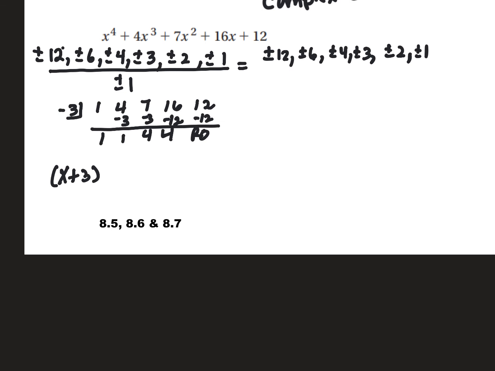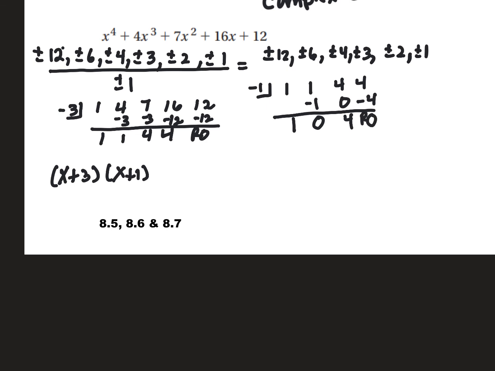So now I'm going to try negative 1, and we're checking if x plus 1 is a factor. Our remaining polynomial has coefficients of 1, 1, 4, 4. Bring down the 1. Negative 1 times 1 is negative 1. 1 plus negative 1 is 0. Negative 1 times 0 is 0. 4 plus 0 is 4. Negative 1 times 4 is negative 4. 4 plus negative 4 is 0. That's a remainder of 0. So x plus 1 is a factor.